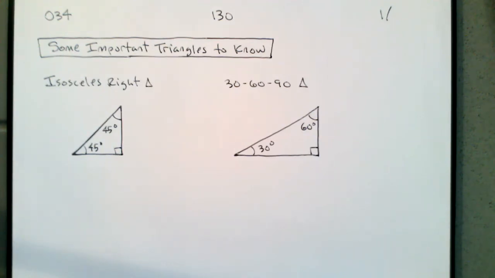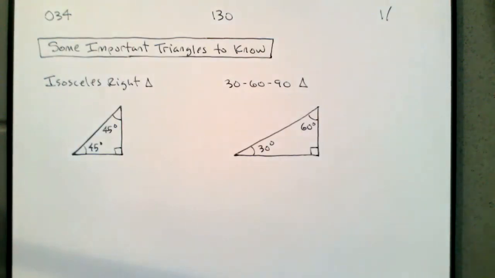In an isosceles right triangle, isosceles refers to the fact that two sides of the triangle are equal. And since two of the sides in the triangle are equal, that means the angles opposite those sides must also be equal. Since one of the angles is a 90-degree angle, that means the other two angles must be 45 degrees.